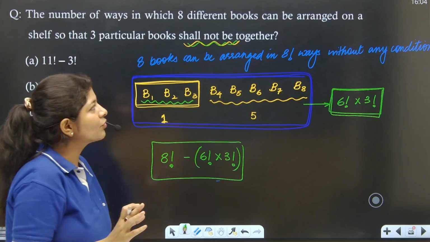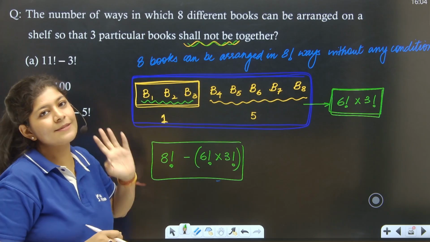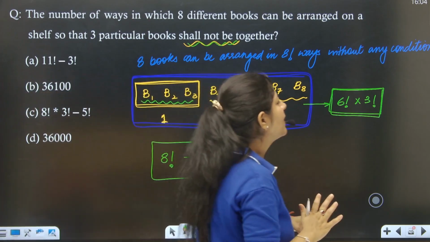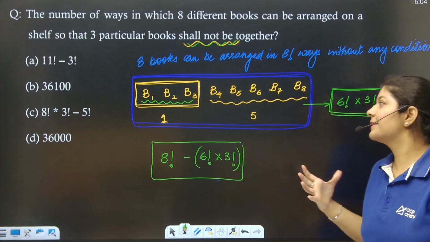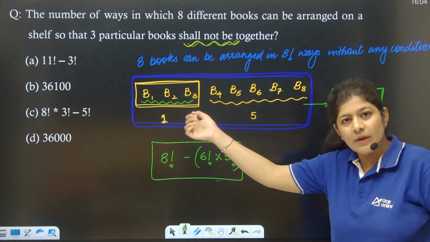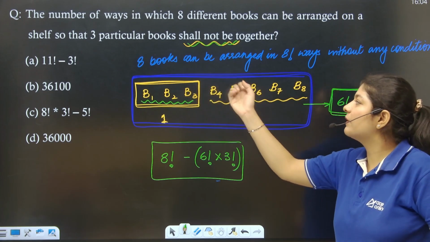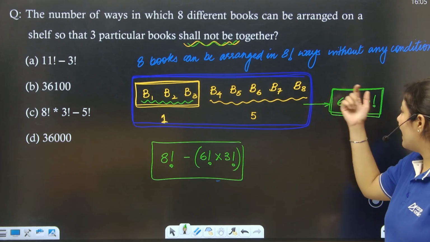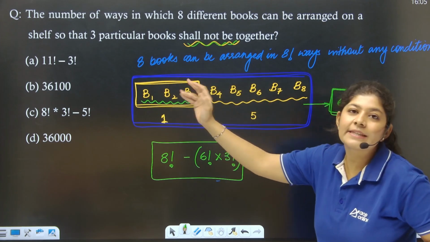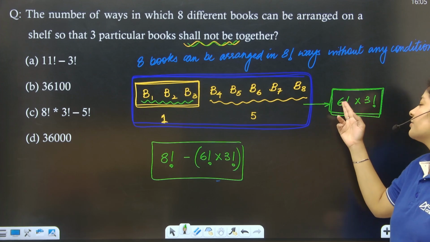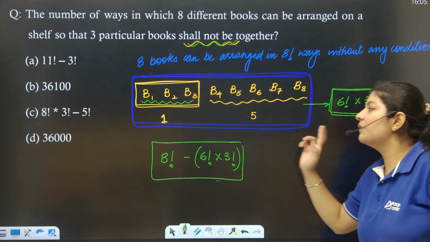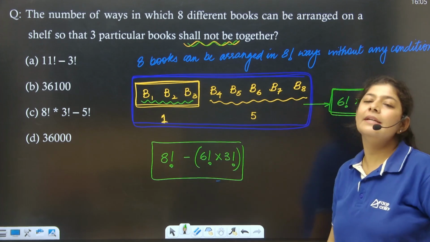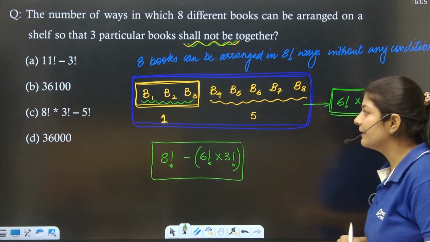These are the ways through which we can answer this particular question. Is it clear? It's a very easy one. We simply considered these 3 books together as a single entity, and in total we have 6. Now 6 can be arranged in 6 factorial ways, and these 3 books can arrange themselves in 3 factorial ways. 6 factorial multiplied by 3 factorial is subtracted from the total, and ultimately we got our answer, right? Next.